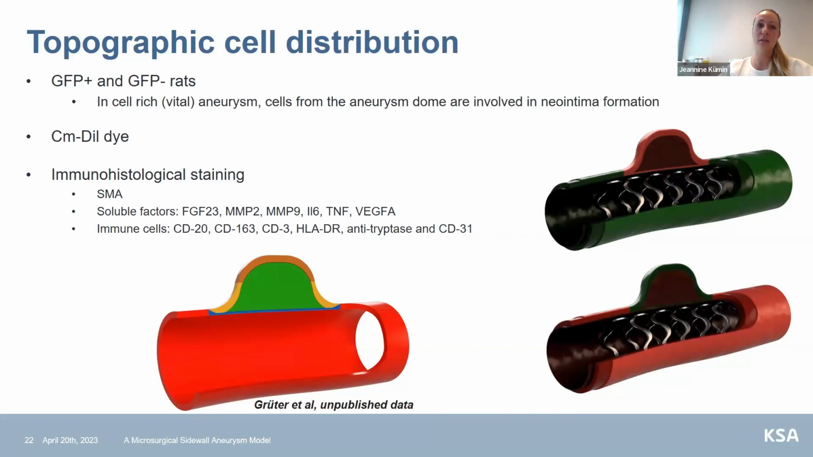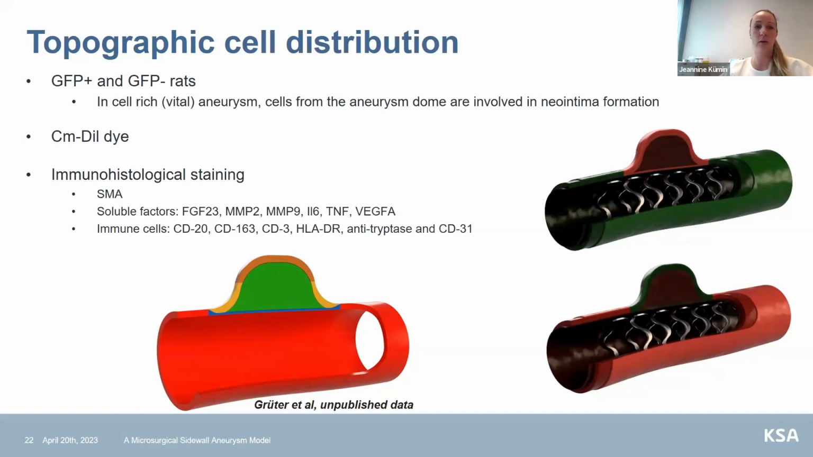And here as well, we have seen that in cell-rich vital aneurysms, the cells forming the neointima are also cells which derive from the aneurysm wall. So vital aneurysm walls can probably help to form a better and more intact aneurysm neointima with aneurysm occlusion.